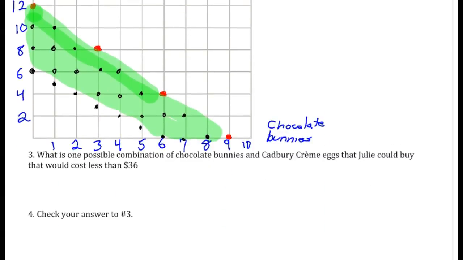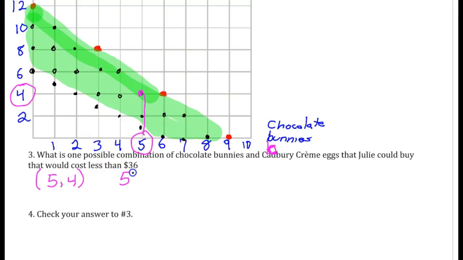So if you look at any of them, go ahead and pick one. You can check to see if it's true. Let's see here. So if I just pick, let's say here, 5. Yeah, let's do this one. That's the next question. It says, go ahead and what are one of the possible combinations here? Let's do 5 chocolate bunnies. All right? And 4 of the cream eggs. So that would be 5, 4. X, Y, or in this case, B, C.